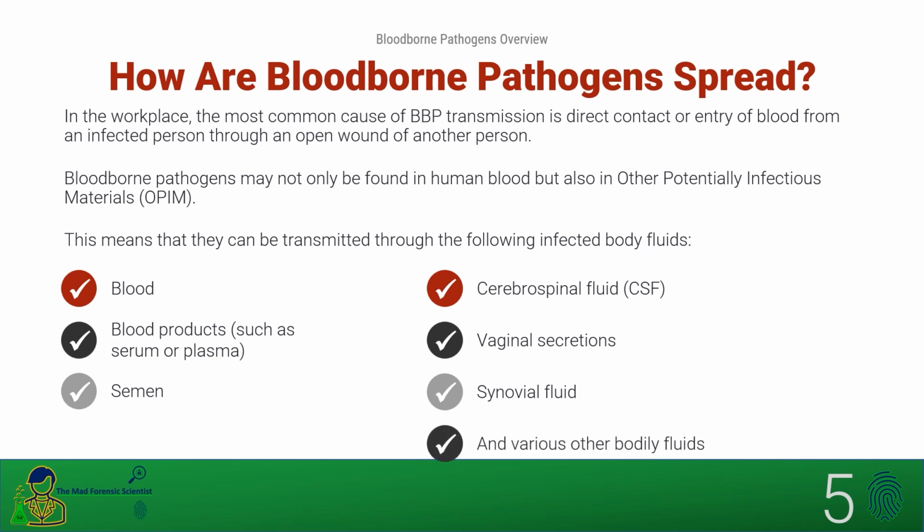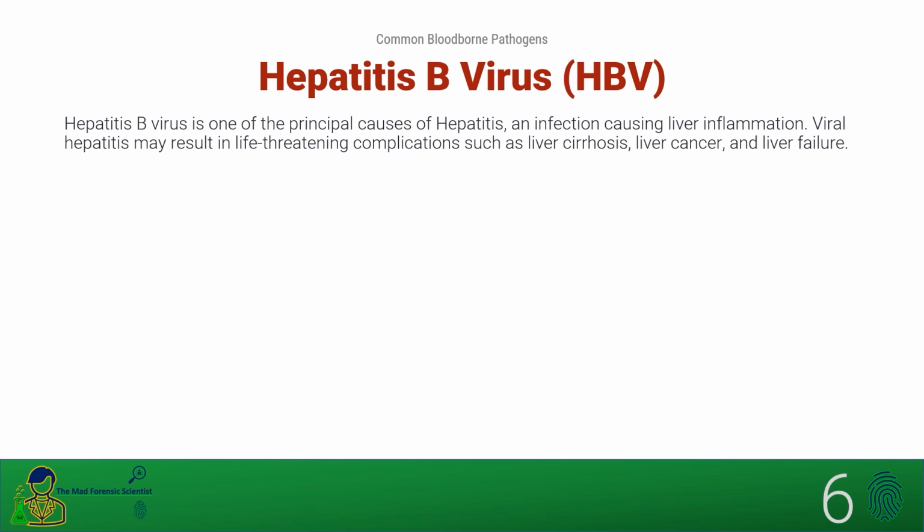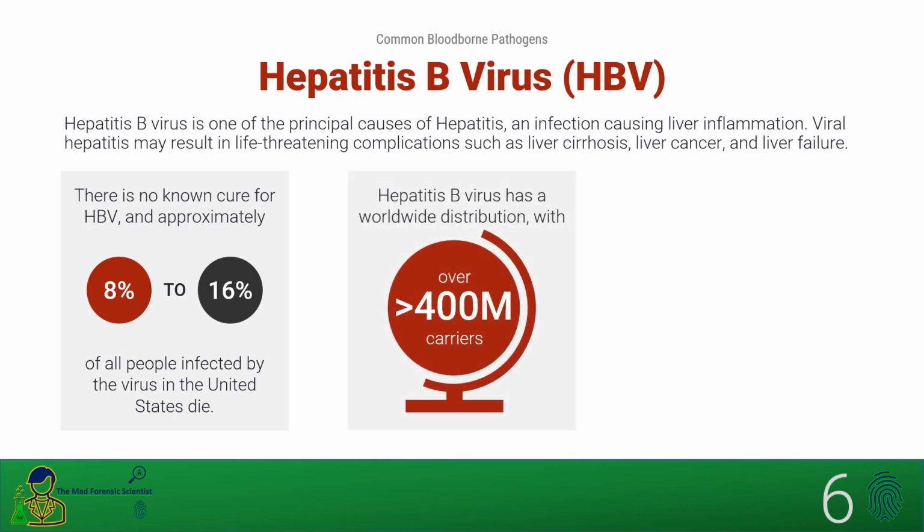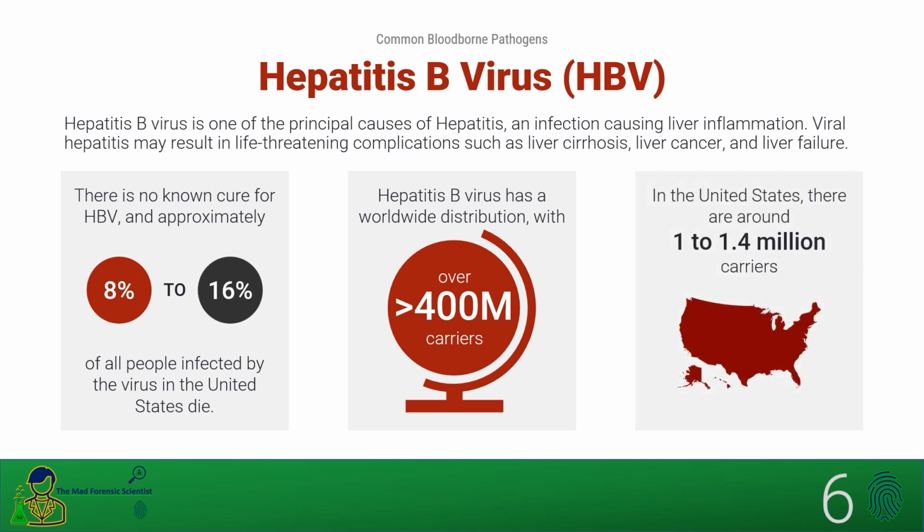Hepatitis B virus is one of the principal causes of hepatitis, an infection causing liver inflammation. Viral hepatitis may result in life-threatening complications such as liver cirrhosis, liver cancer, and liver failure. There's no known cure for HBV, and approximately 8 to 16% of all people infected with the virus in the United States die. Hepatitis B virus has a worldwide distribution of over 400 million carriers. In the United States, there are around 1 to 1.4 million carriers.